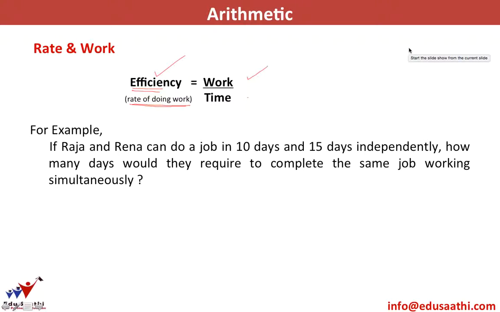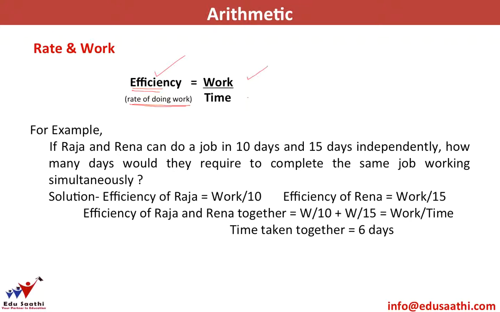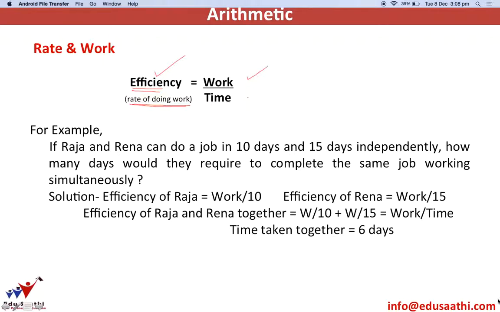If Raja and Reena can do a job in 10 days and 15 days independently, how many days would they require to complete the same job working simultaneously? I would look at the efficiency of Raja first. Raja is completing a job in 10 days. If I assume the total work is W, it can be finished in 10 days. So the efficiency of Raja is work done W divided by time taken, which is 10 days. Efficiency of Reena is work done divided by time taken, which is W divided by 15.